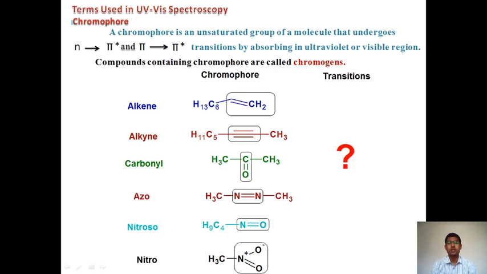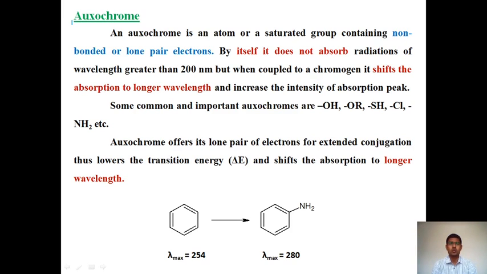The next group is the nitroso group, in which the chromophoric group is N double bond O. The last one is the nitro group, with N double bond oxygen. So this is about chromophore, which is an unsaturated group and causes n to pi star and pi to pi star transitions. The next important term is auxochrome.